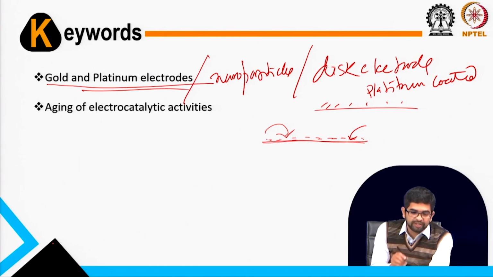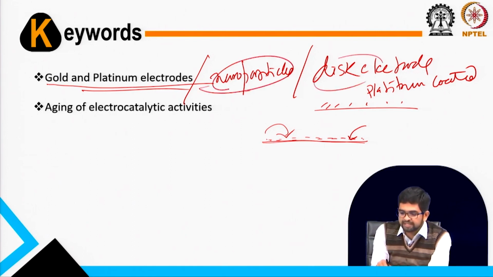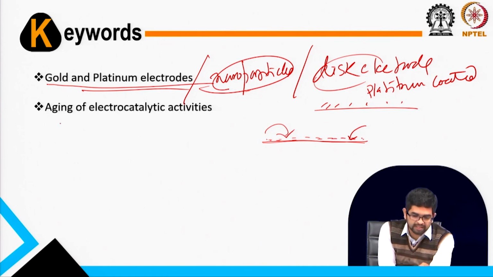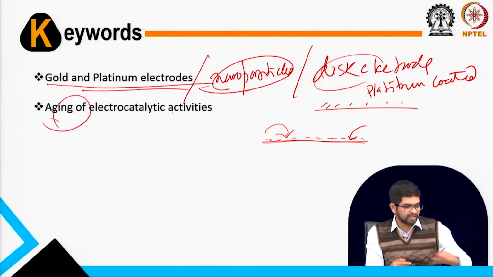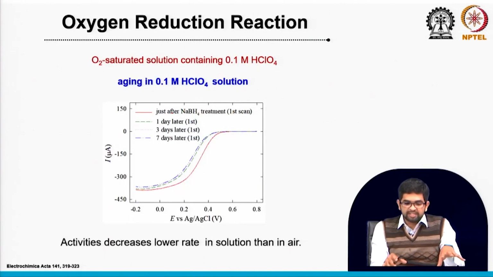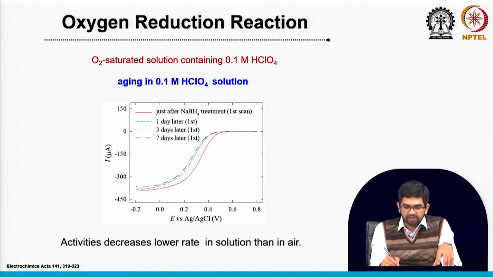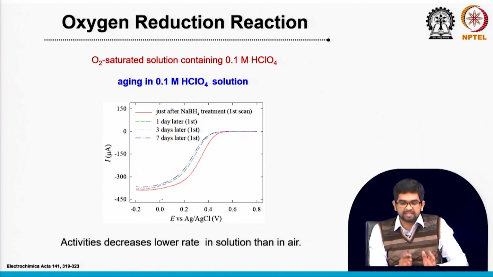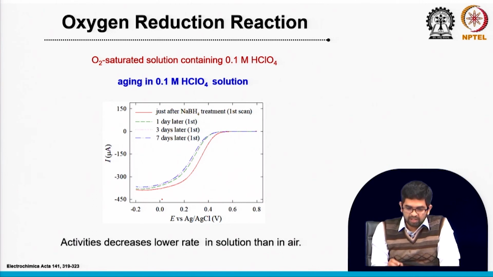So that's why, for the keywords of all these lectures, let's cover platinum nanoparticle, platinum disc, platinum coated electrode and their aging factors. Now let's come back to the oxygen reduction reaction for the disc and nanoparticles.